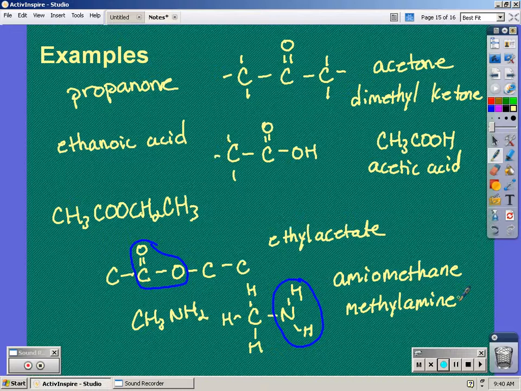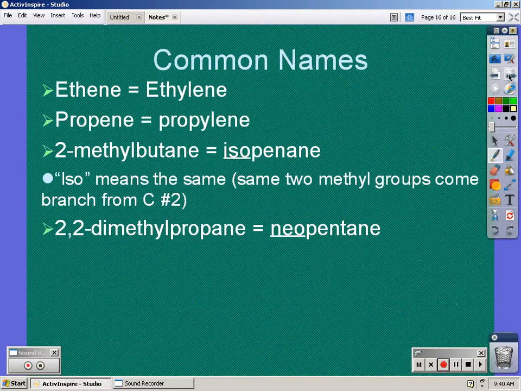So some of the common names: ethane, ethylene, propene, propylene. 2-methylbutane is also called isopentane. Iso means the same 2 methyl groups coming from the branch on the second carbon. 2,2-dimethylpropane, neopentane. So the neo just means that it's a 2-sided group. You have 2 methyl groups on either side of the propane chain, prop meaning 3. And so our carbons would be on either side like that.